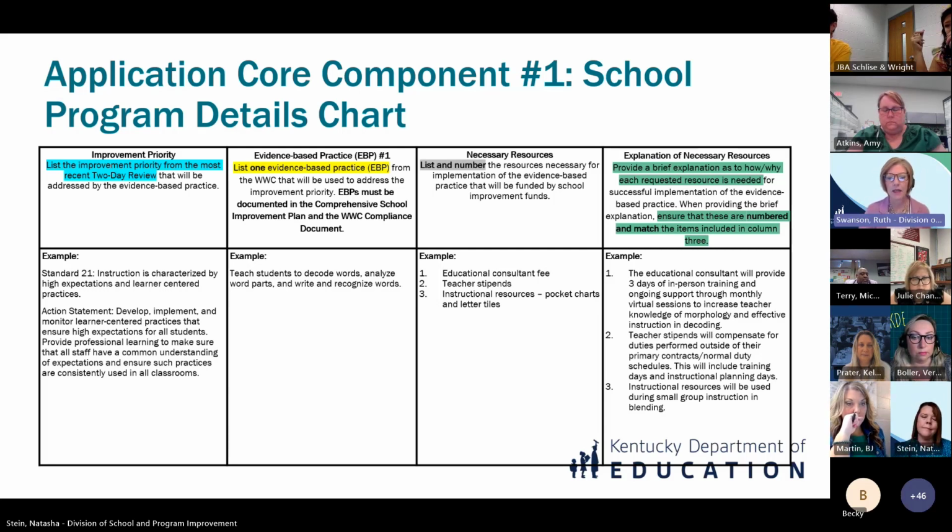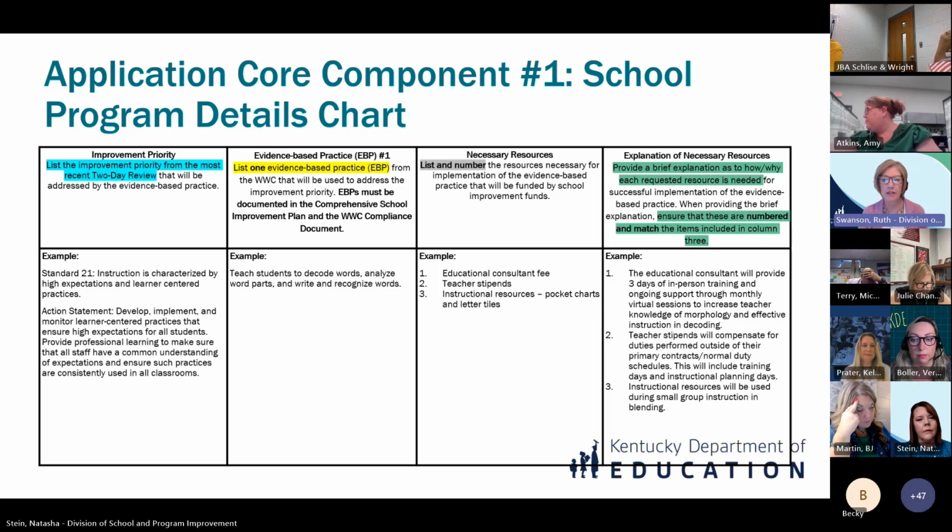So that's column 1. In column 2, it asks you to list one evidence-based practice from that What Works Clearinghouse resource that you chose that you're going to implement in order to address that improvement priority. The example provided here happens to be from a practice guide from the What Works Clearinghouse, and it's all about literacy recommendations for, I believe, K-5 students. Knowing that we need to focus on instructional practices according to that improvement priority, the example states that this school is going to teach students to decode words, analyze word parts, and write and recognize words. That's a recommendation taken directly from a What Works Clearinghouse practice guide, and that's an activity that the school is going to do.